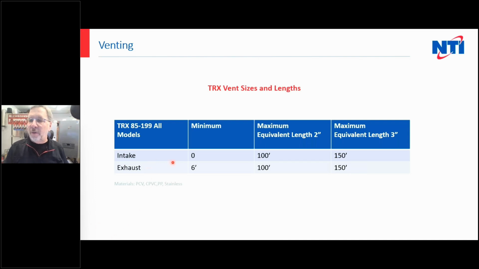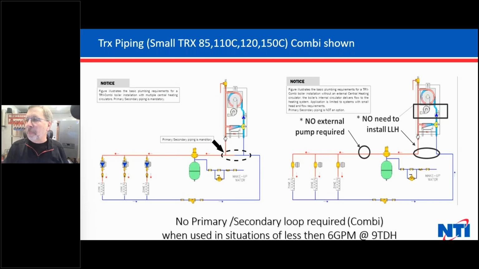I love this, by the way. Minimum 0 and 6 feet here. If you're using indoor air, you're going to use 2 street 90s on the intake and give it 10 feet of pipe. And exhaust, of course, 1 elbow and 1 foot of pipe. You already got it, man. You already got the 6-inch, so we're not worried about the minimum. So 100 foot max on 2-inch and 150 foot on the 3-inch.